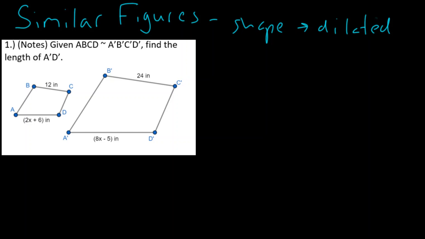Now, let's take all the things that we've learned so far. I see here is a solid number on BC, and we know that the corresponding side to BC is, of course, going to be B prime, C prime. They have the same letters just with the primes, and we're saying this is going from 12 to 24.